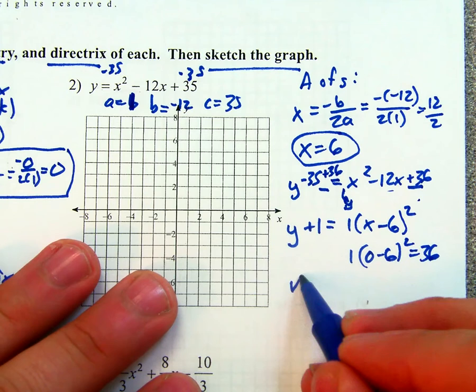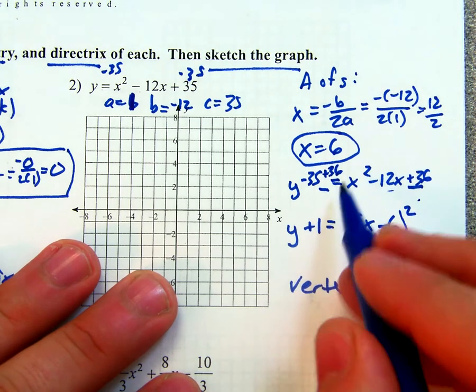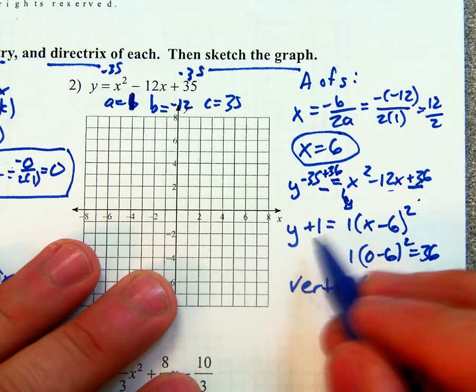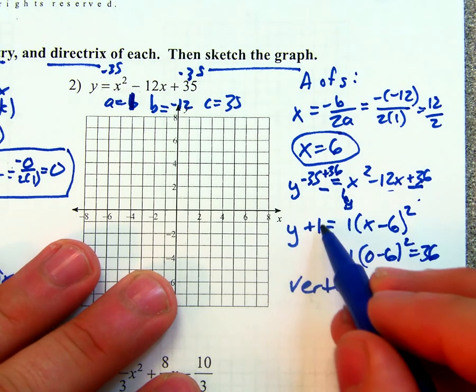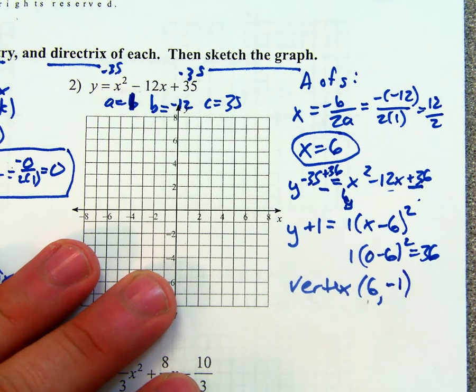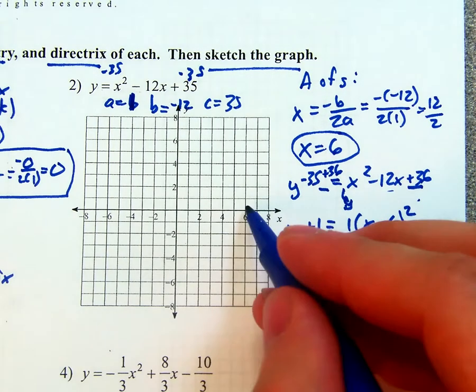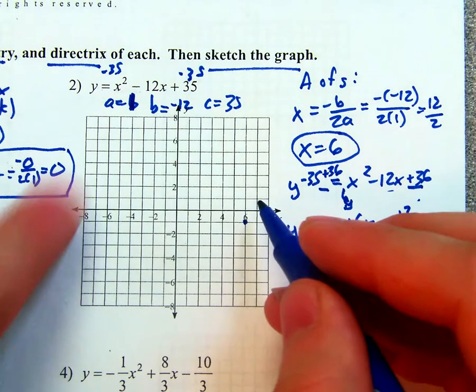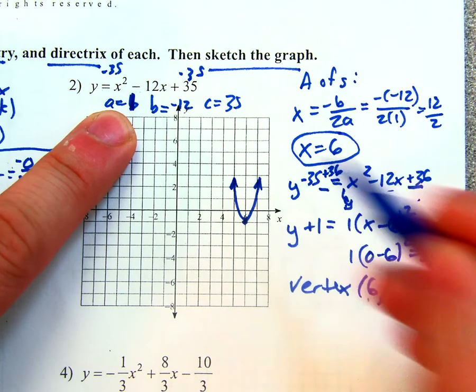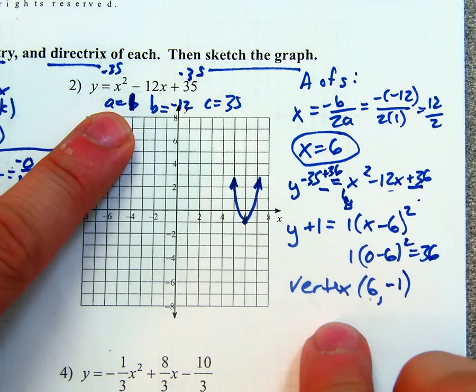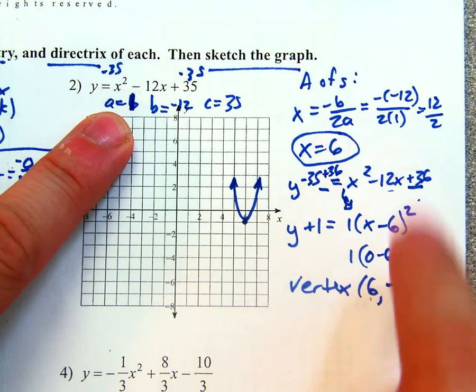So our vertex has got to be x equals 6. We already know that. And then y has to be, what's the opposite that adds to 1? So it would be negative 1. So we come over here to 6 and go down 1. Our a is positive, so we're going to go up. Okay, so we've graphed it. We found the vertex. We found the axis of symmetry.